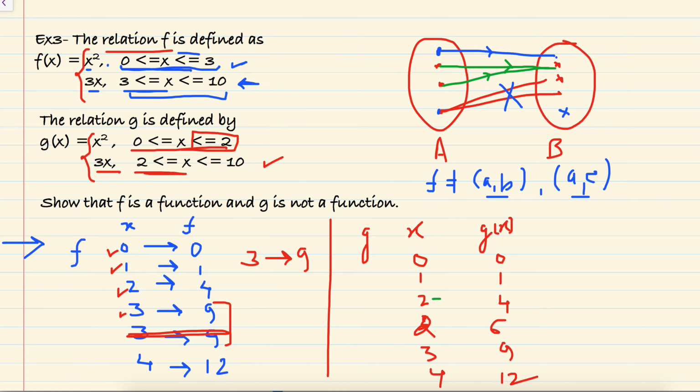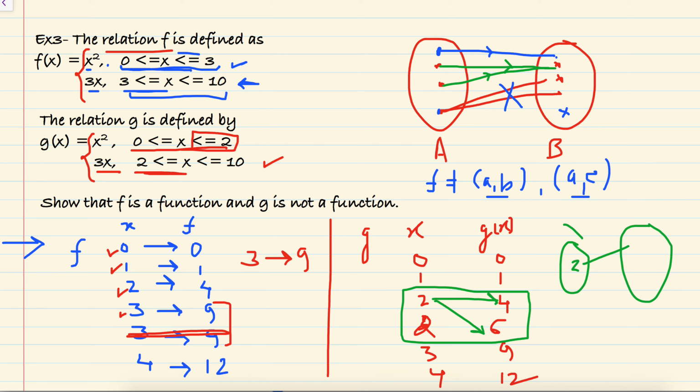but we see that for 2 we get 4 and we also get 6. So this is the culprit here. So here 2 has two images. If this is x and this is g, then here it's 4 and it's also mapped to 6. So this 2 has two values defined by g. So this is not a function, but this is a function because every element had a single value.